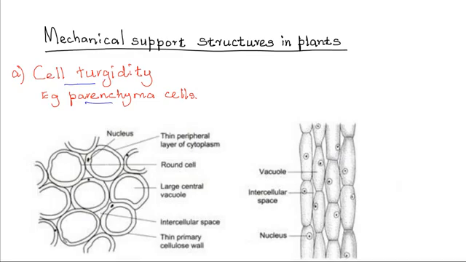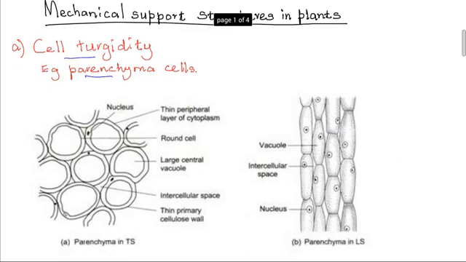Now, parenchyma cells are large cells that are undifferentiated. As you can see here, this is in transverse section and in longitudinal section. They are roughly spherical and can also be elongated, and they have thin cell walls. They fill the spaces between other tissues in the stems and the root, where they form the major component of the cortex and the pith.